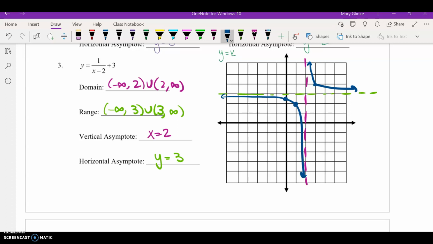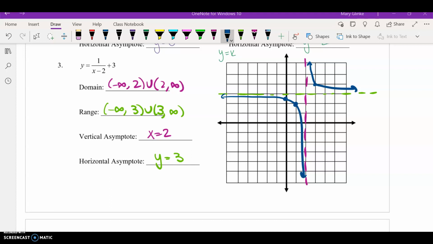Okay, let's go ahead and check this out. Domain negative infinity to 2 and 2 to infinity, matching your asymptote at x equals 2. Range negative infinity to 3 and 3 to infinity, matching your horizontal asymptote at y equals 3. And then you can see the sketch of the graph based off of your graphing calculator, typing it in and coming up with points.